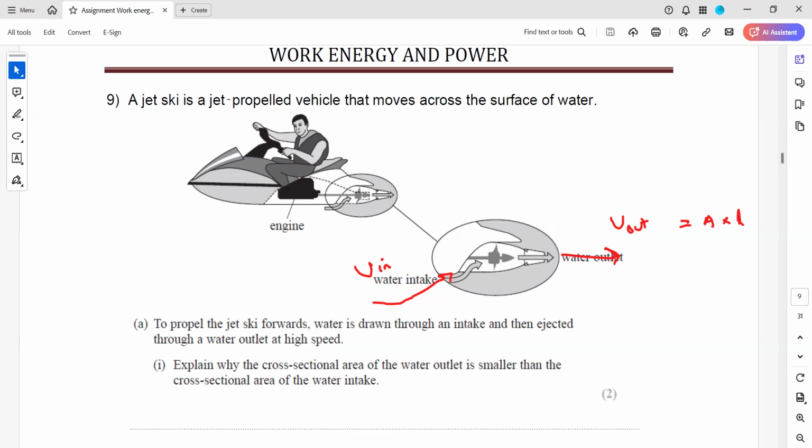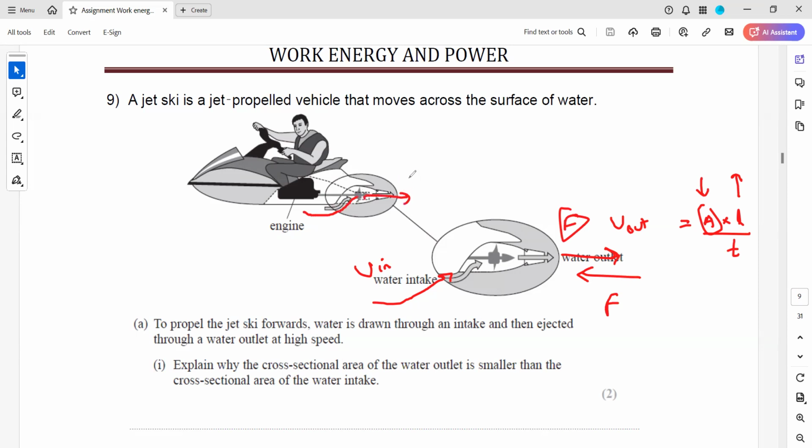Because the outlet has a smaller area, the horizontal distance moved by the water should be greater, or the water will come out at a higher speed. And when the water comes out at a higher speed, it means there will be more force on the water. As a result, the water will apply an equal and opposite force. So it will propel, because it takes in water and gives out water.